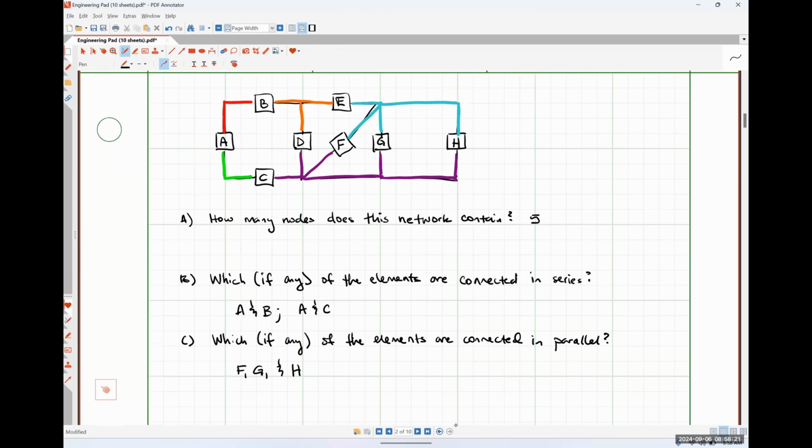Are there any other parallel connected elements? No, right? Those are the only ones that share all the terminals on one side and all of the terminals on the other side. Great job.